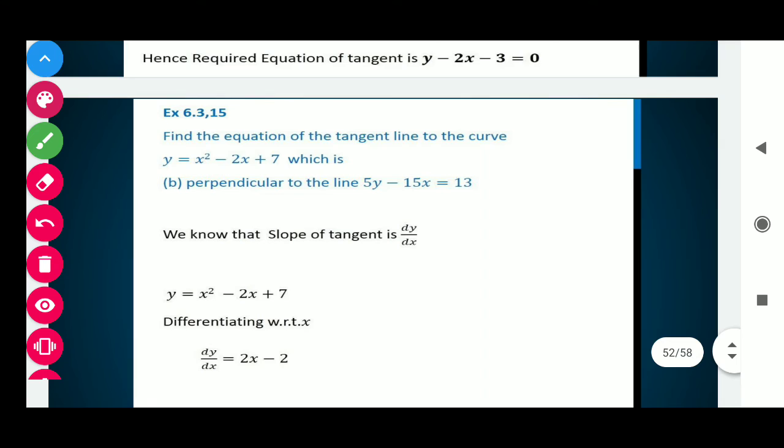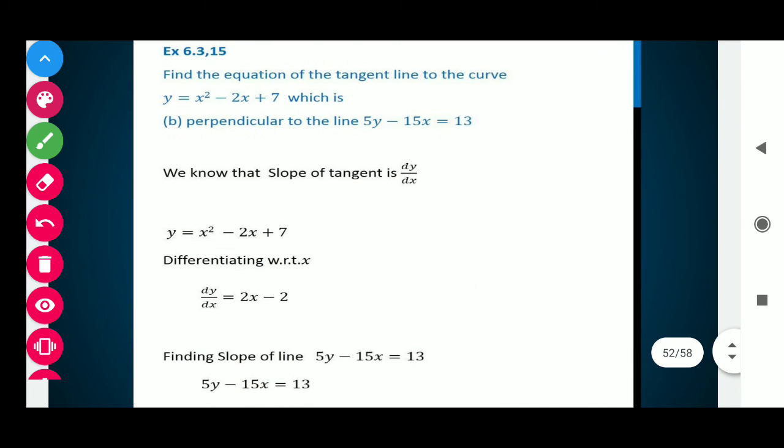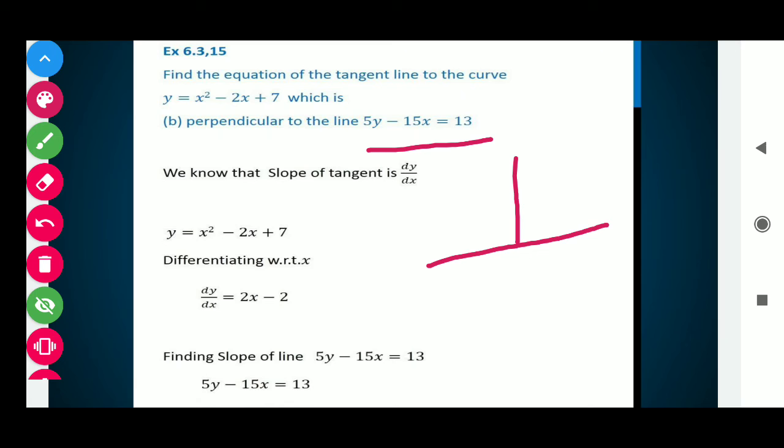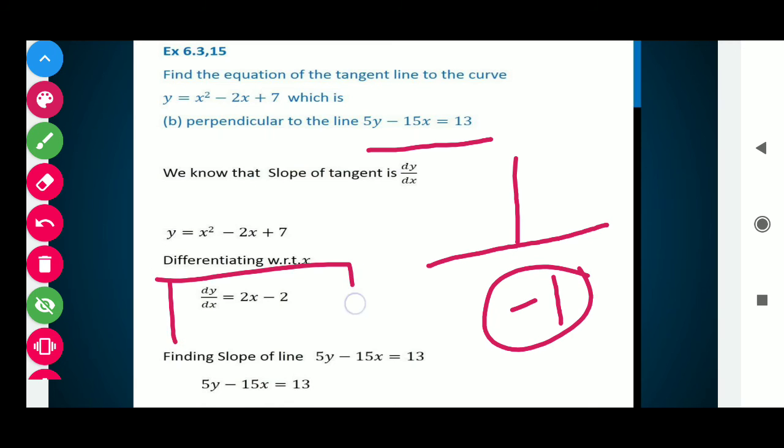Now students, here we have the second part of the 15th question. Same: find the equation of the tangent line to the curve which is perpendicular to the given line. And we know that if two lines are perpendicular, then the product of their slopes is minus 1. So students, we know that the slope of the tangent is dy over dx, 2x minus 2. We have already found this one. Now find the slope of this line.